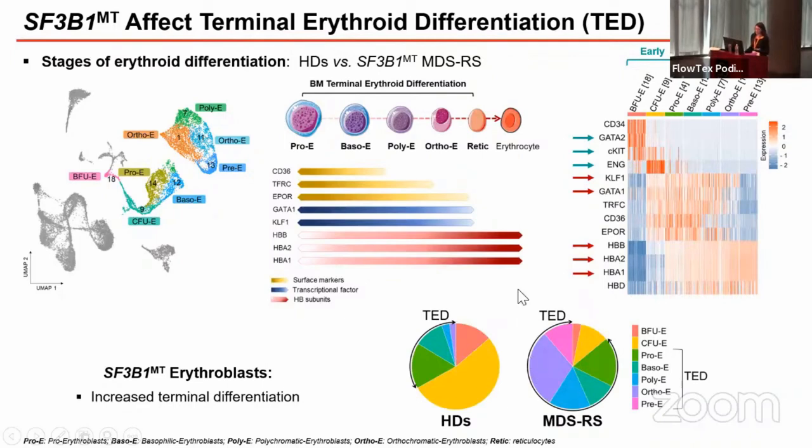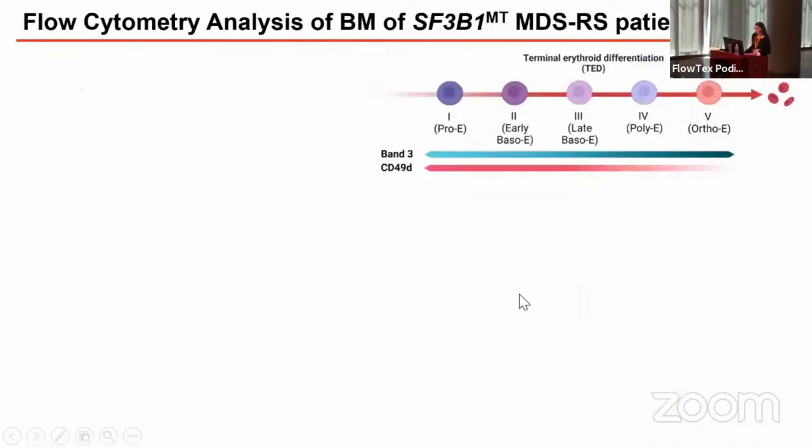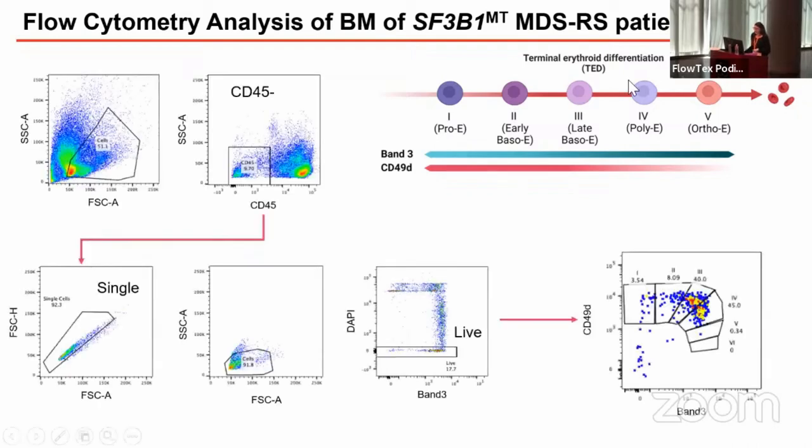At this point, we had all these fantastic single-cell data, but we wanted to understand if this was real. So we moved to flow cytometry to study the terminal erythroid differentiation. We applied 2 different panels. The first panel included CD45, BAND3, which increases towards the erythroid differentiation, and CD49D, which decreases towards terminal erythroid differentiation. We first selected for CD45 negative cells, and then studied the distribution of the expression of CD49D and BAND3.